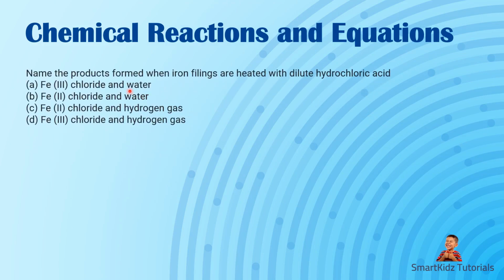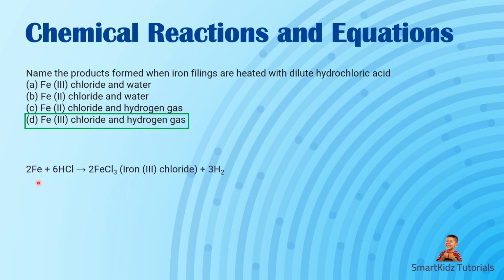Next question. Name the products formed when iron filings are heated with dilute hydrochloric acid. The answer is Fe3 chloride and hydrogen gas. These are formed when iron filings are heated with dilute hydrochloric acid. This is the reaction. Iron being treated with hydrochloric acid gives you ferric chloride, or iron 3 chloride, with the evolution of hydrogen gas.